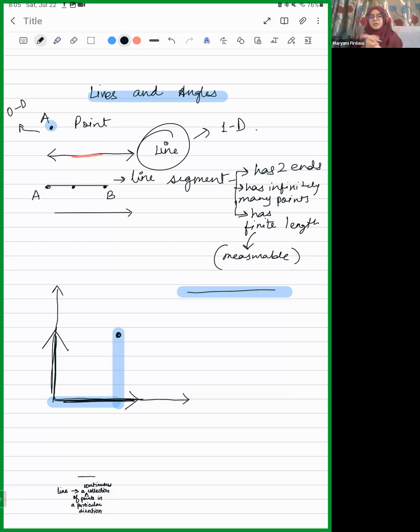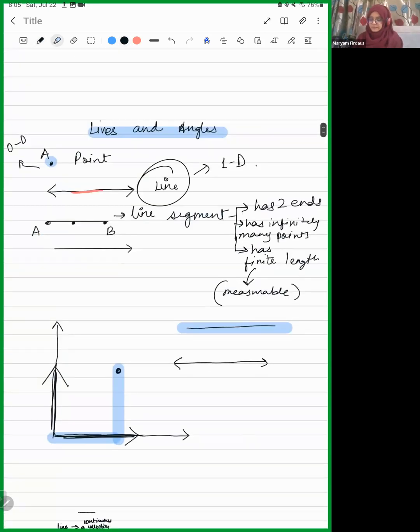Now let's come to the original thing that we were talking about. We were talking about a line. Now let's talk about, let's say, this particular line, okay? Now, how many points do you think that this line has? Think about it. How many points does a line have?